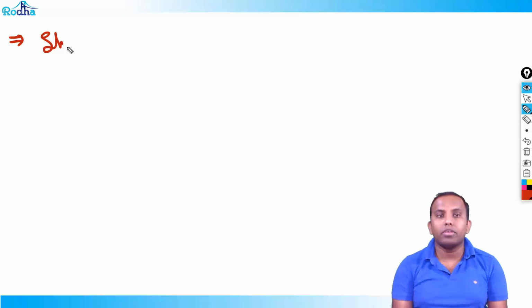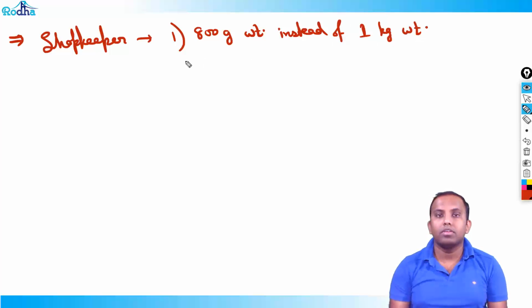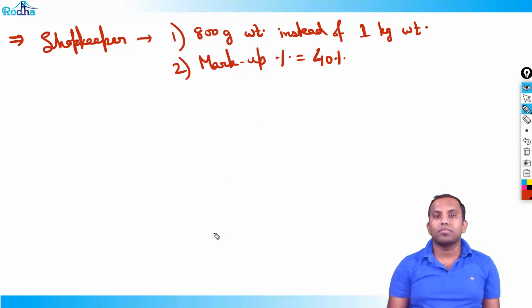Now, the shopkeeper, what is he doing? He's now doing two things here. First thing, an 800 gram weight instead of a 1 kg weight. And second thing, his markup percentage is, let's say, 40%. 40% is the markup percentage, right?